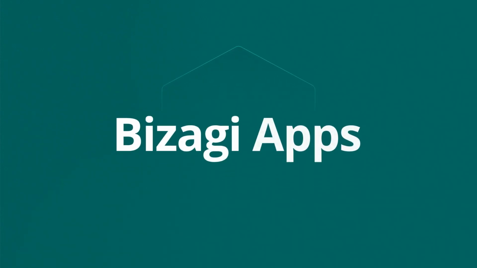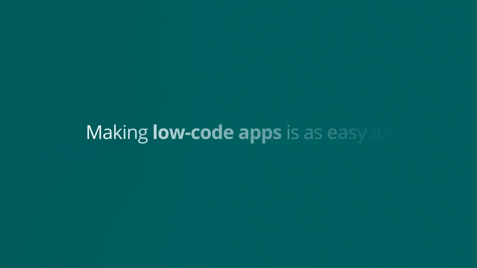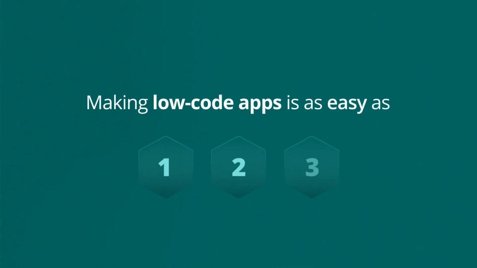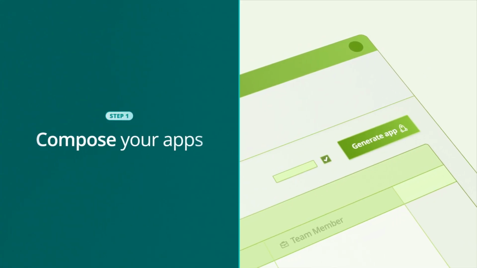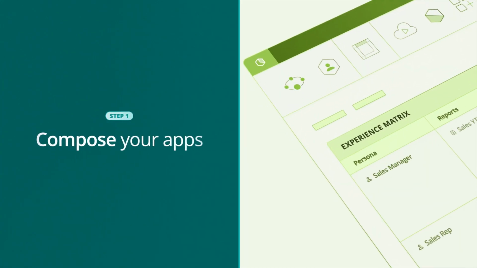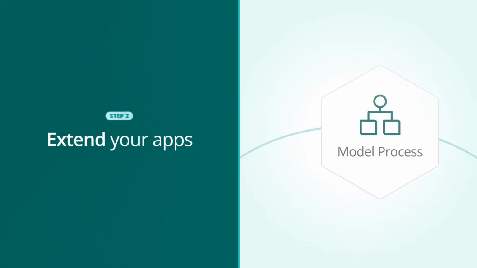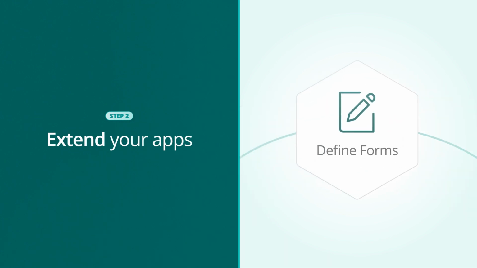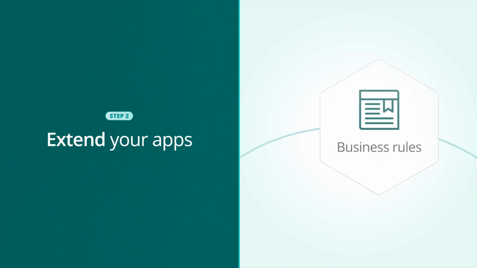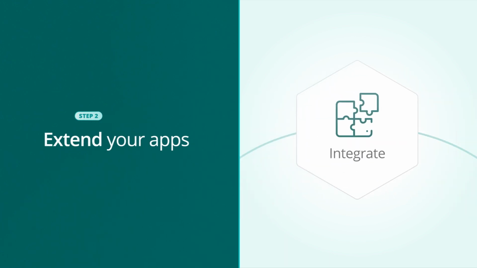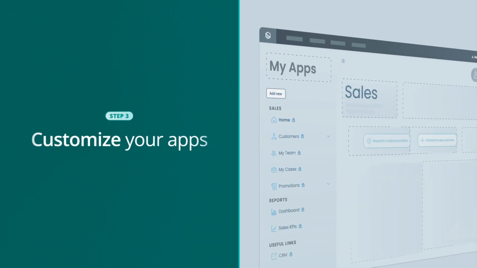Bizagi's low-code automation platform makes it as easy to create apps as 1, 2, 3. Compose your apps in the experience matrix to assign activities to personas. Extend your app using the wizard view in Bizagi Studio to create composable elements such as forms and business rules. And then customize your app interface.